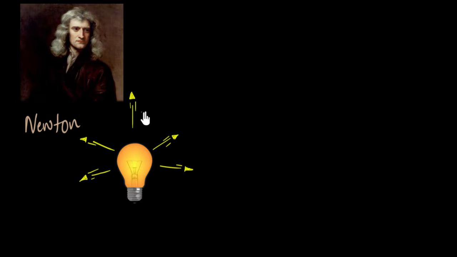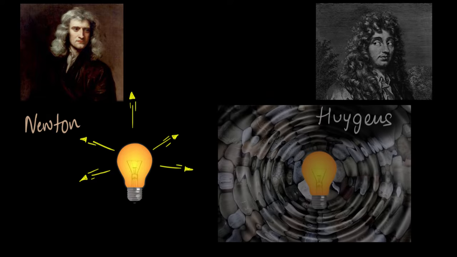Newton proposed that light is made up of particles. So when you're looking at a bulb, for example, he would imagine, I mean, there were no bulbs back then, but if there was, then he would imagine bullets coming out of these bulbs, and that's what light was, particles. He called them corpuscles.